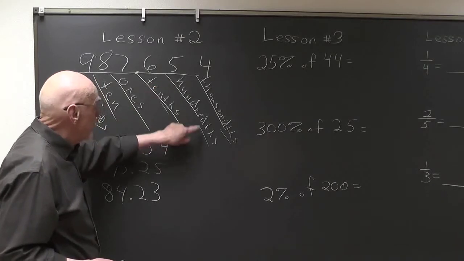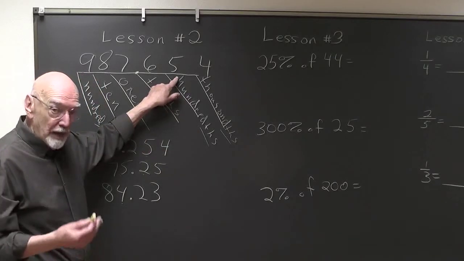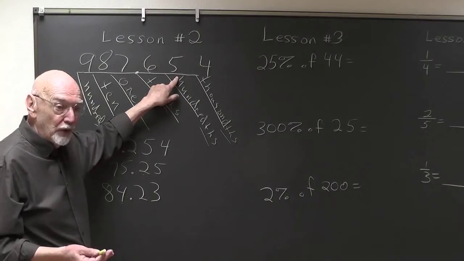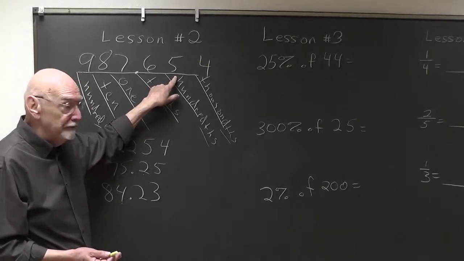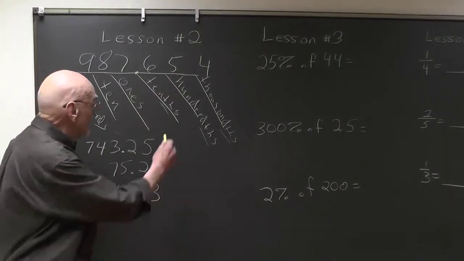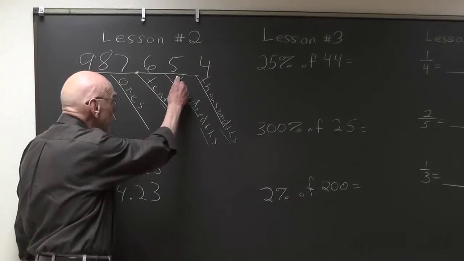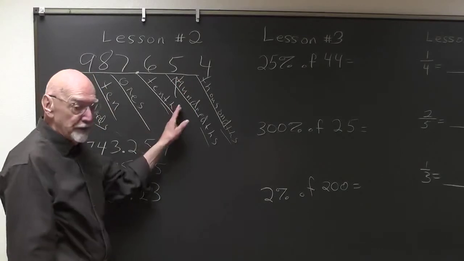on your chart, it's easy to locate this one. And you want to have this memorized because you won't always have a chart with you. You couldn't use it on a test if you did have. So this is the one to which we want to round off if we're told to round off to hundredths.